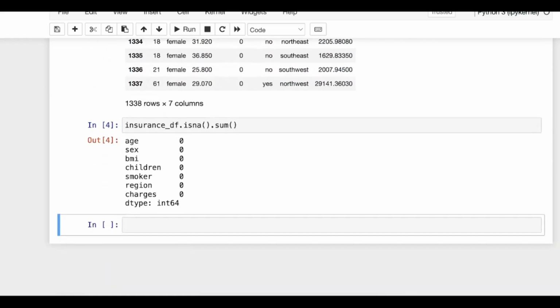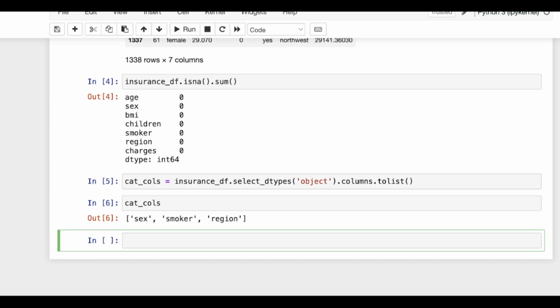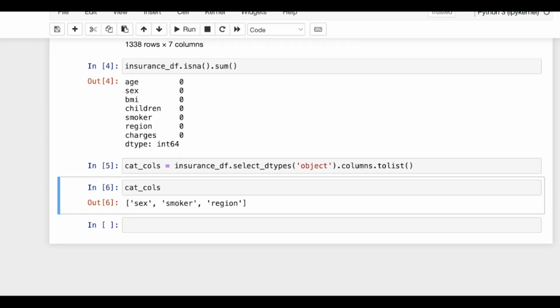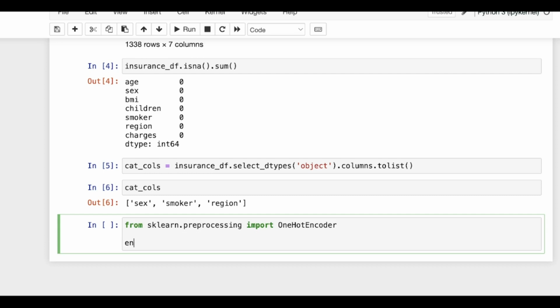Let's start doing that. Let us take all the categorical features. Let's display it. Here you can see these are the three features that contain the categorical values. Now we will convert these categorical values into numerical ones using the sklearn library's one hot encoder. So let's import that. We will create an object of that. Encoder is an object of the one hot encoder module.